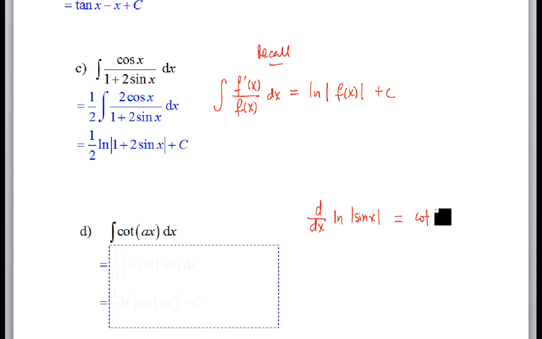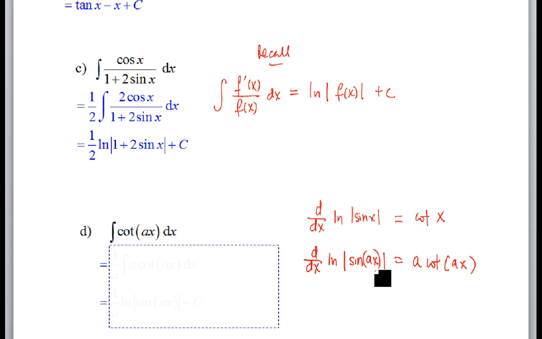Now, how can I make the ax appear? What happens if I differentiate ln mod sine ax? Am I right to say that I will get a cotangent ax? Am I right? Yes? Obvious? Therefore, if I integrate this, I will get back this. So if I integrate cotangent ax, I'll get 1 over a times this.